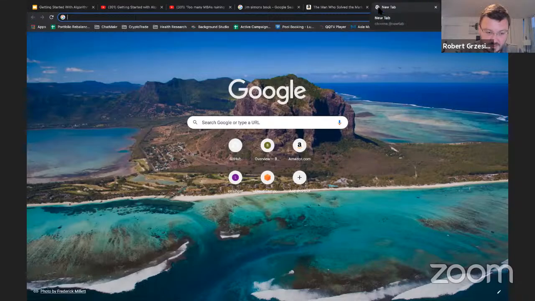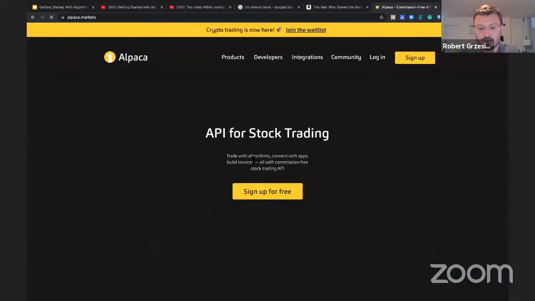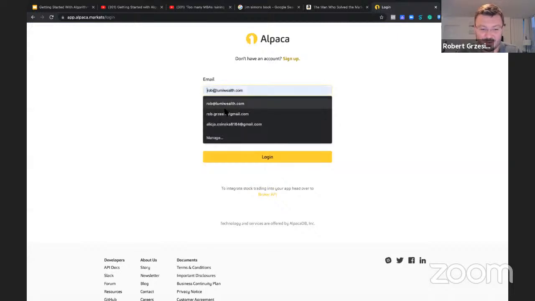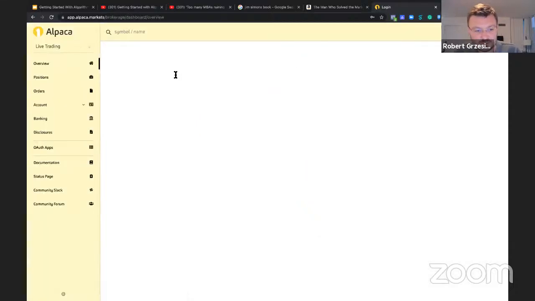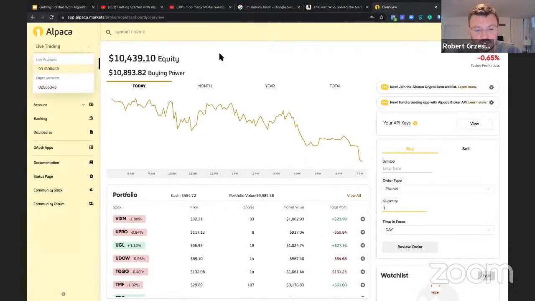But let's take a look at Alpaca. Let's sign in here. Last time I did this, I showed my password, so I'm trying to avoid doing that. Here's one of our accounts, right? We manage a bunch of different accounts. This is our live trading. Today it's a little down, but versus the stock market, we've done significantly better.